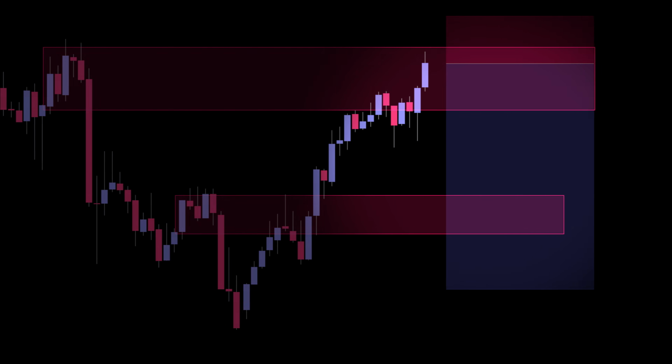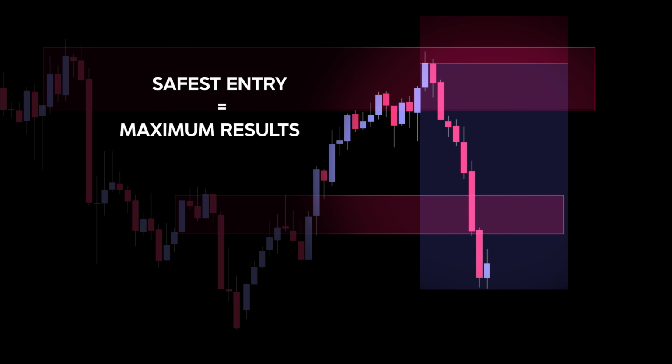But by using the extreme zone, you allow the market to fully retrace without invalidating the whole trading idea. And that makes the trade entry both safer and more efficient.